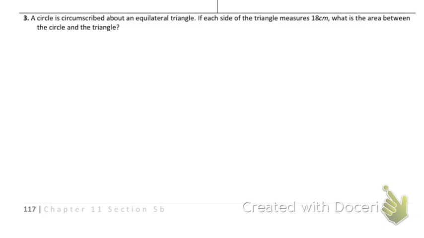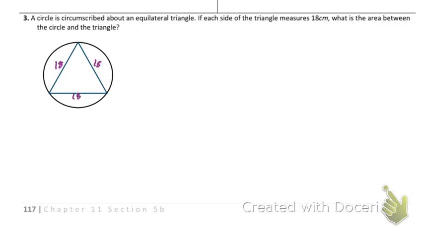All right, so we have a circle circumscribed about an equilateral triangle. So circumscribed means it goes around. So we have a circle going around an equilateral triangle. So let's go ahead and draw a circle, and then we'll put an equilateral triangle inside of it as best we can. Oh, that's pretty good. All right, then it says if each side of the triangle is 18 centimeters, what is the area between the triangle and the circle? So let's go ahead and put our 18 around each of these. So this is 18, this is 18, this is 18.